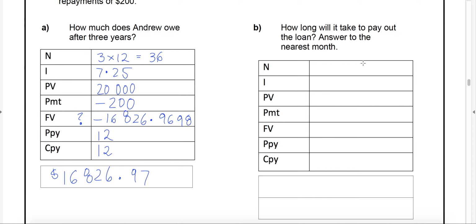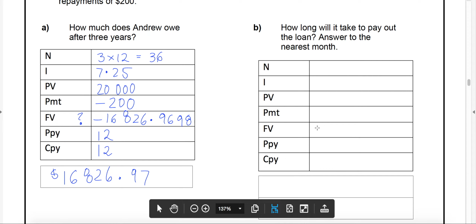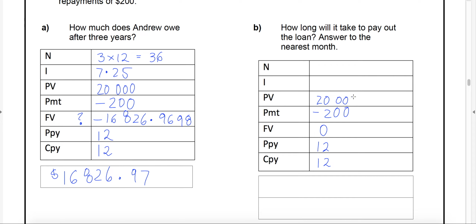As you can see, how long will it take to pay out the loan? Answer to the nearest month. So how long will it take for us to get this future value to be 0? A lot of this stuff is going to be exactly the same, so just enter that straight in. Since it's asking us how long to pay it off, we don't actually have an entry in the solver for time. What we do have though is number of payments. So what we can do is find number of payments and then convert that to how long that would be.